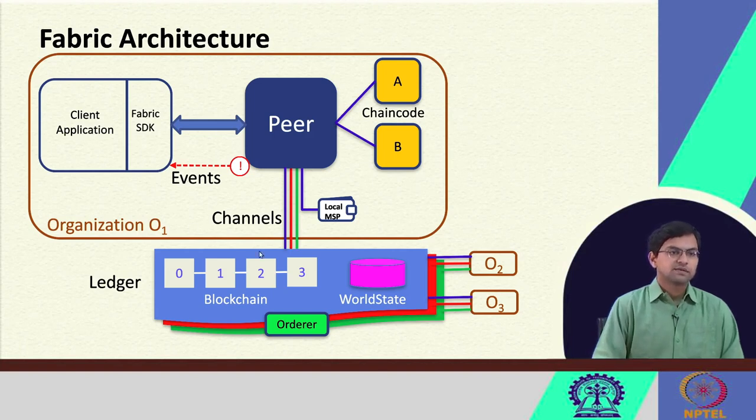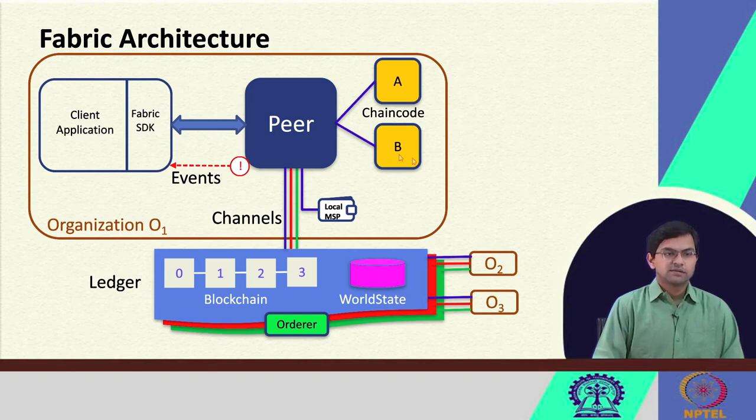Here in this diagram you can see that this blockchain can have multiple channels, represented as a blue, red and green colored ledger. The different ledgers indicate different channels. Each of these channels will have its own world state also, right?